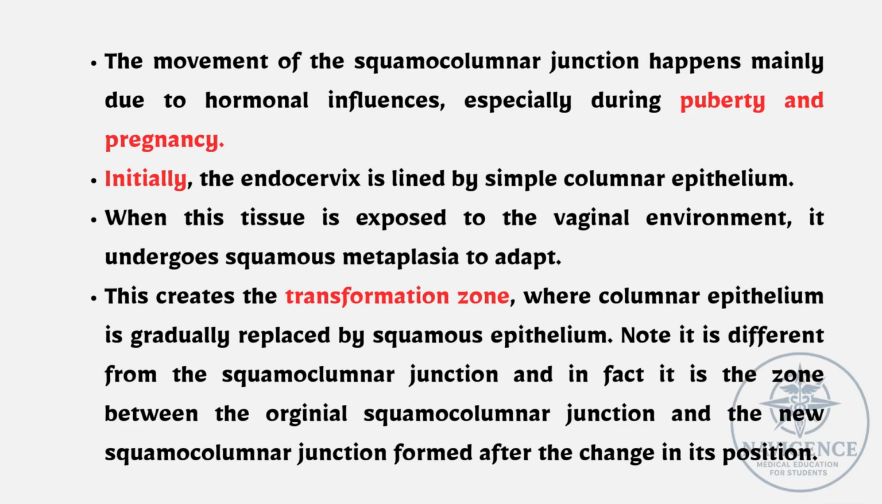The movement of the squamocolumnar junction happens mainly due to hormonal influences, especially during puberty and pregnancy. Initially, the endocervix is lined by simple columnar epithelium. When this tissue is exposed to the vaginal environment, it undergoes squamous metaplasia to adapt. This creates the transformation zone, where columnar epithelium is gradually replaced by squamous epithelium. Note it is different from the squamocolumnar junction, and in fact it is the zone between the original squamocolumnar junction and the new squamocolumnar junction formed after the change in its position.